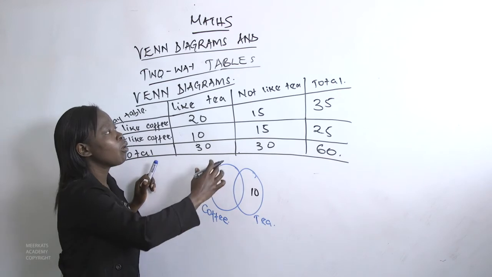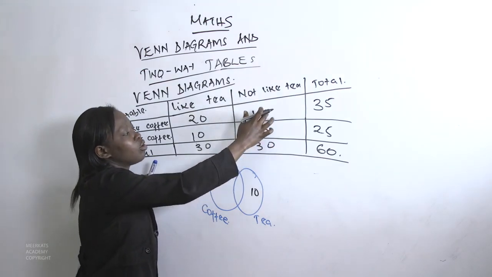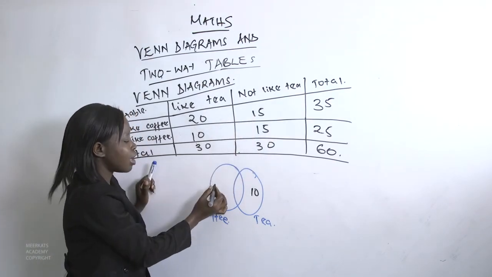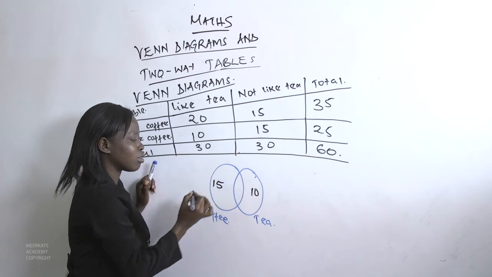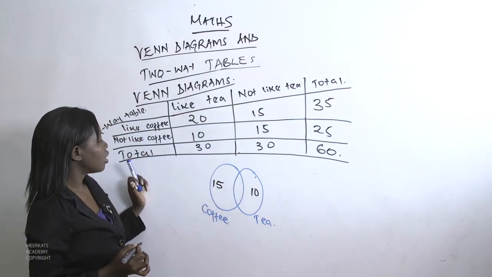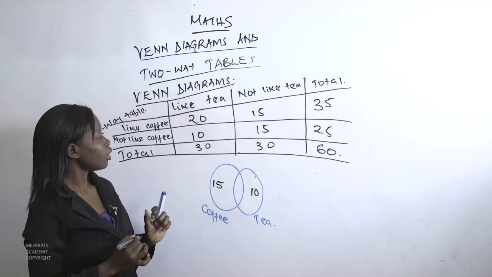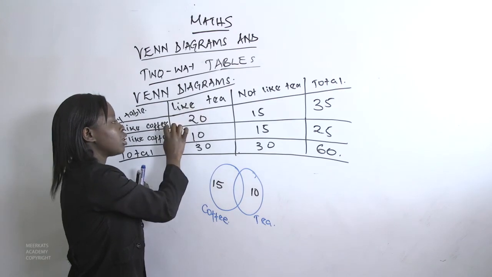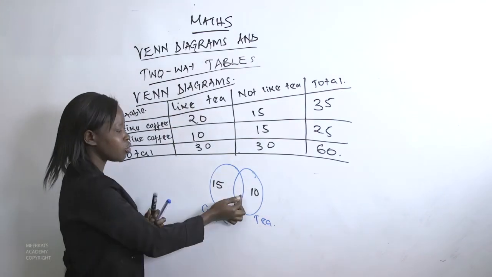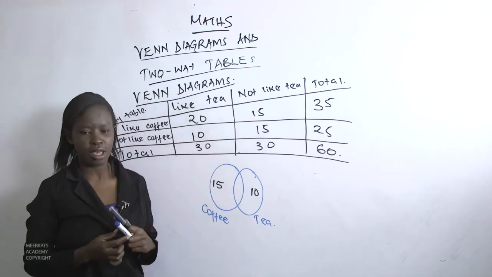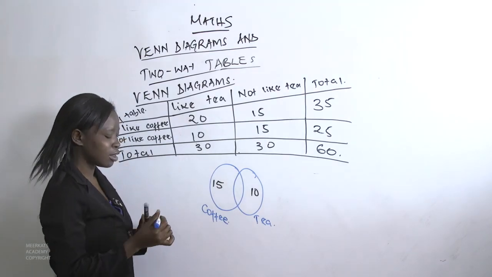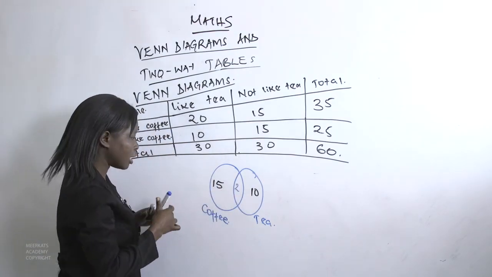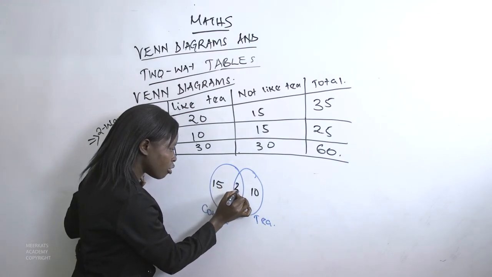Then we have those people who like coffee, but don't like tea. And we find that those people who like coffee, but don't like tea are 15. So we indicate them on that side. But we have people who like both coffee and tea. Those who like both coffee and tea, we write them at the point where the two circles are intersecting. So the point where the two circles are intersecting gives us the number of people who like both coffee and tea. So I write the 20 at the point of intersection.